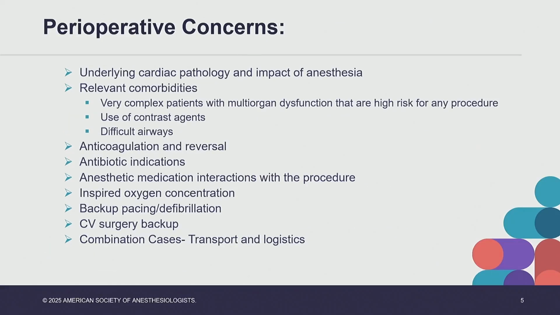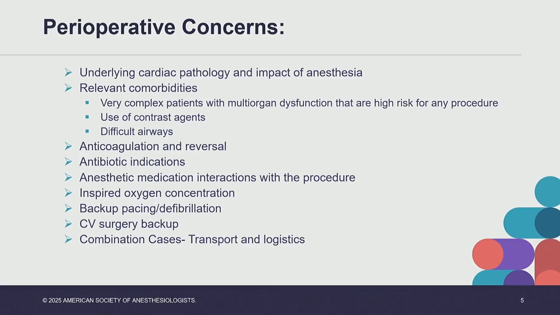So what are our perioperative concerns? We have to understand what their underlying cardiac pathology is and the impact of our anesthetic on their physiology. They're frequently complex patients with multi-organ dysfunction, and they're high risk for any procedure. We're using contrast for these patients, so we have to have considerations for their underlying chronic renal dysfunction, in addition to the risks of causing acute kidney injury.